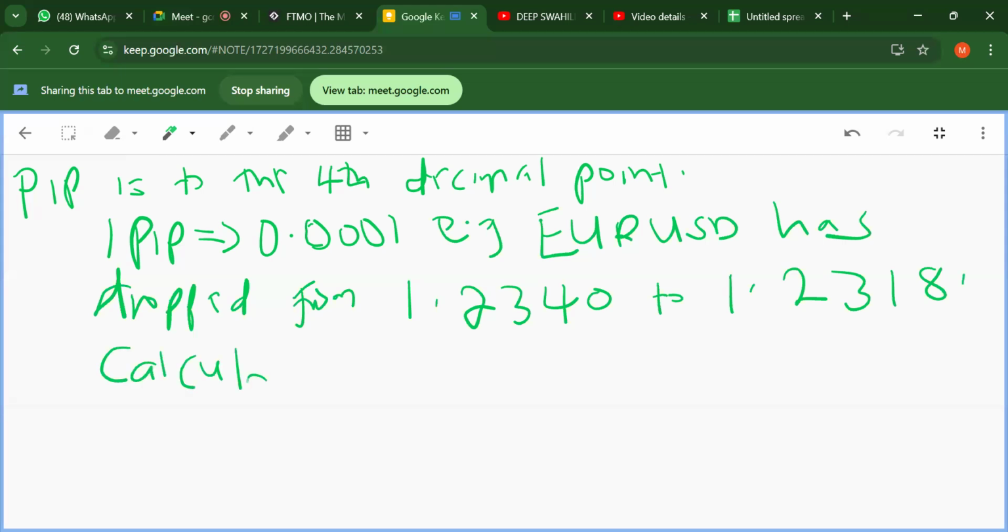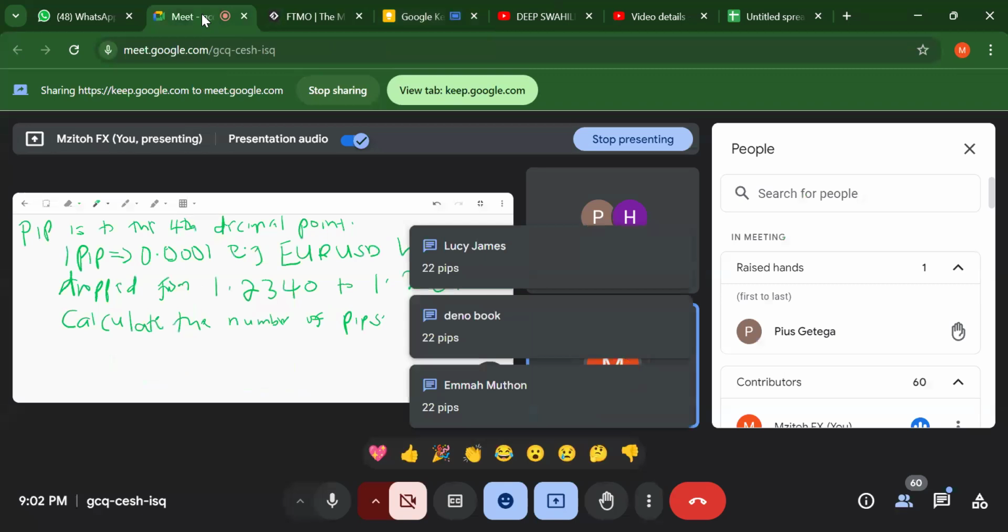Those who are new, don't have to worry. We'll be doing several examples. We will definitely get it. And those who were present yesterday, help me to calculate and type down there on the chat. Tell me the number of pips. Let me see what is happening.